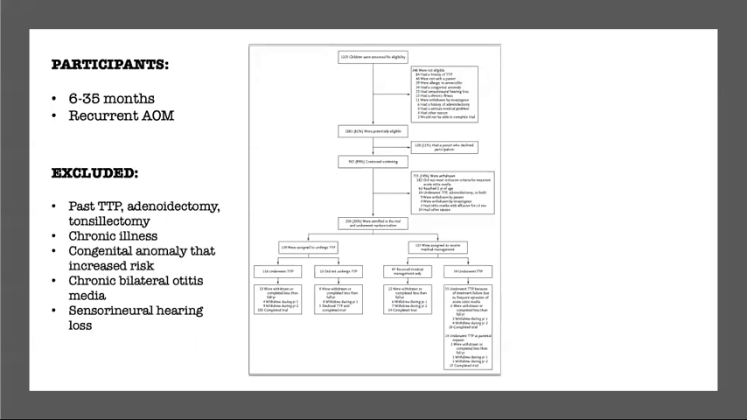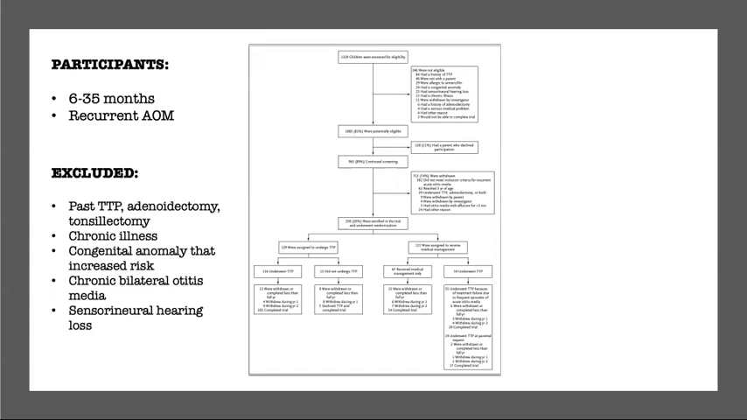All right, so participants, here it is, page 1790 and 1791. All right, so here's a great flow chart as to who it was that they studied. There were children between 6 and 35 months with recurrent AOM, okay?